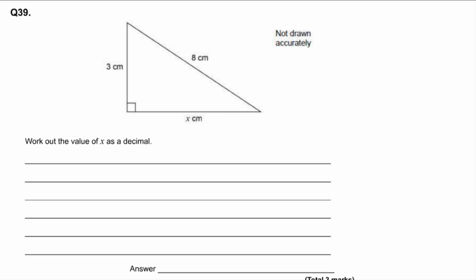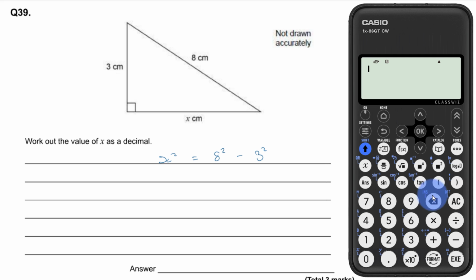Question 39, x again is one of the shorter sides, so x squared is going to be 8 squared minus 3 squared. Square your other 2 sides and then subtract. Again, you need to make sure your big side is the first one, otherwise you're going to get a calculator error. Root 8 squared minus 3 squared. That comes out to be root 55, and as a decimal, that is 7.416.